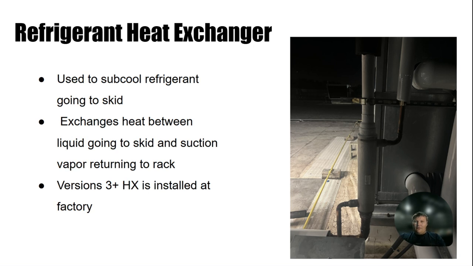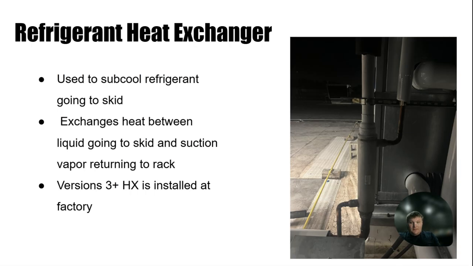Then we've got our refrigerant heat exchangers. This one pictured is an older style before they were included with the equipment. What it's doing is subcooling the refrigerant going to the skid and superheating the refrigerant going back to the rack. This is so we can make sure that we provide enough liquid refrigerant to the skid for the EEVs to function correctly.